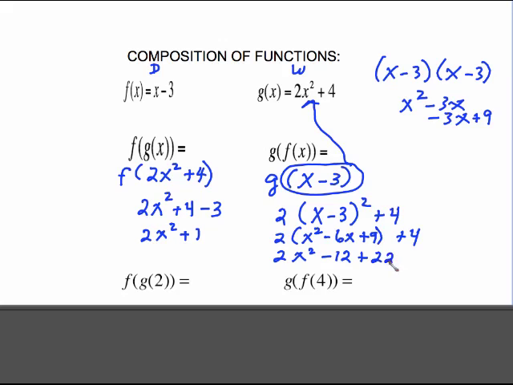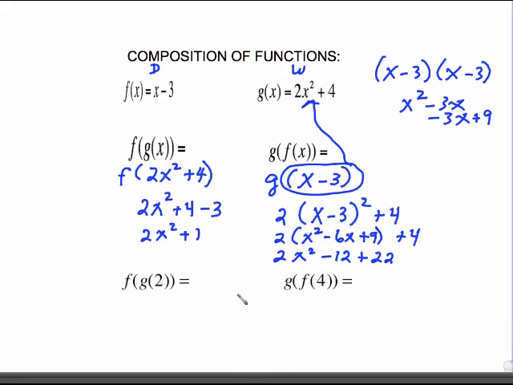I just have run out of room, so I did the 2 times 9 is 18, plus the 4 gives me 22. Notice these two are not the same. g of f of x and f of g of x are different. You know, if you put your clothes in the washer and then in the dryer, they come out looking differently than if you put them in the dryer first and then in the washer.